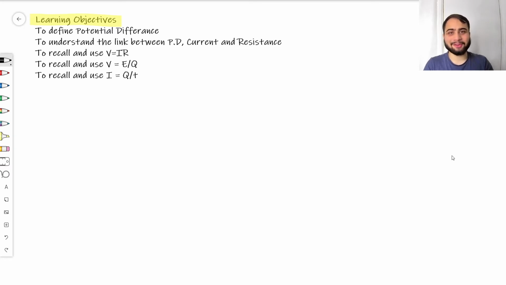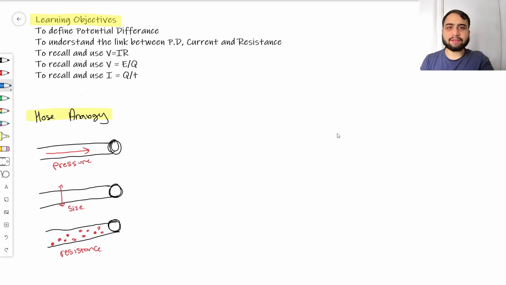So this is a bit of a long video: to recall and use the equation that voltage is equal to current multiplied by resistance, to recall and use the equation that voltage is also equal to energy transferred per unit charge, and to recall and use the equation that current is equal to charge per time. Now, if you're ready, let's get right into it.